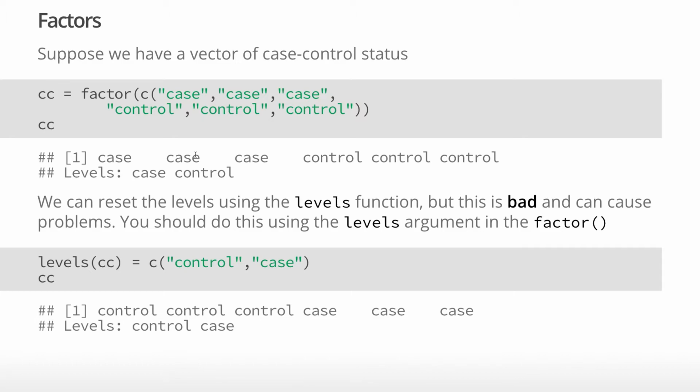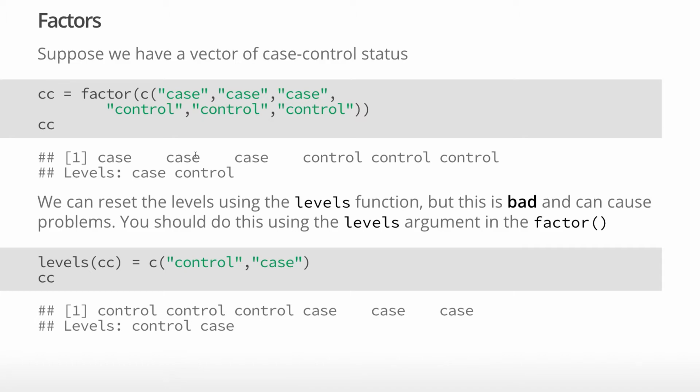Listen, there's a levels function. There's a levels function that allows you to do two things with it. One, if you say levels on a factor, it returns a character vector of the levels. That's kind of nice. Sometimes you want to know the levels of the factor you have. It's really, really great for extracting the levels of the factor. Now, CC, we make a factor, case control, again, it'll put in alphanumeric order.